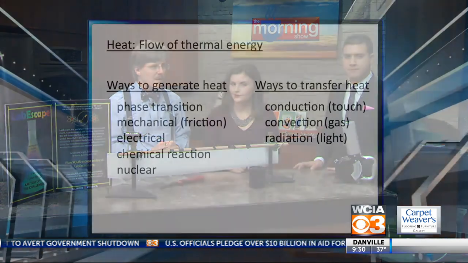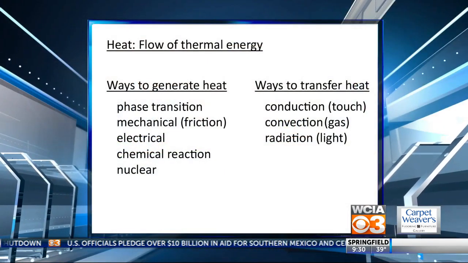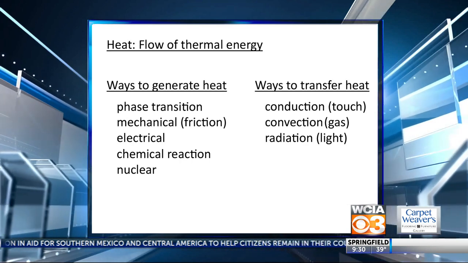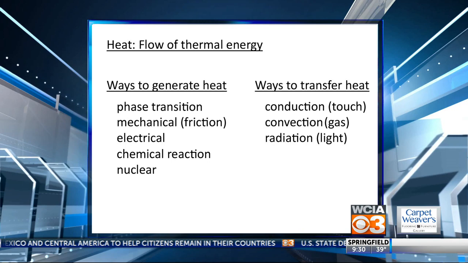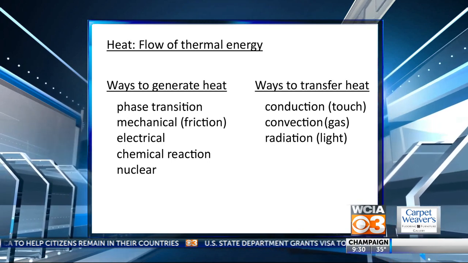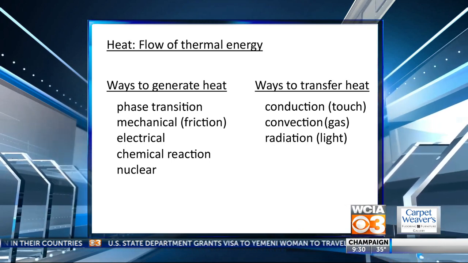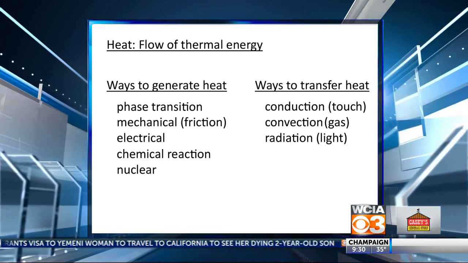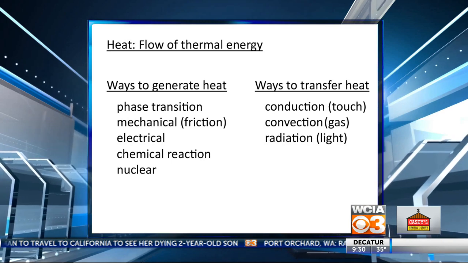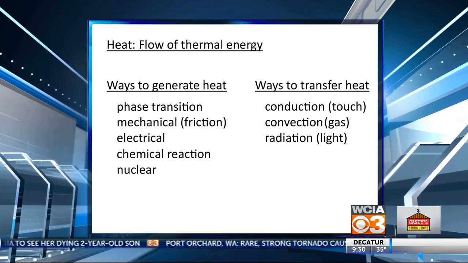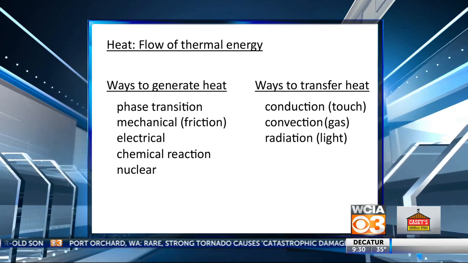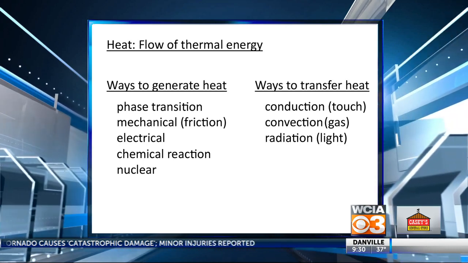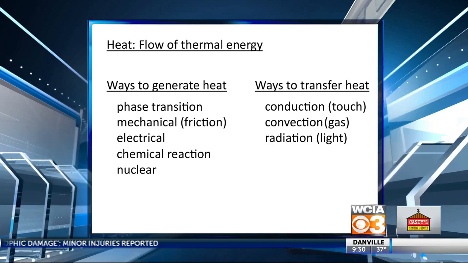Heat is basically saying how thermal energy flows, and there's lots of ways that we can generate that. We talked about phase transitions releasing heat. If you rub your hands together, friction releases heat. Electrical resistance is basically electrical friction. I can have some chemical reaction like a match, or a nuclear reaction, but we're not going to do that here. And then once you produce that heat, you need to get it from where you're producing it to where you want it, whether by touching something, by having a gas, or by shining light on something.